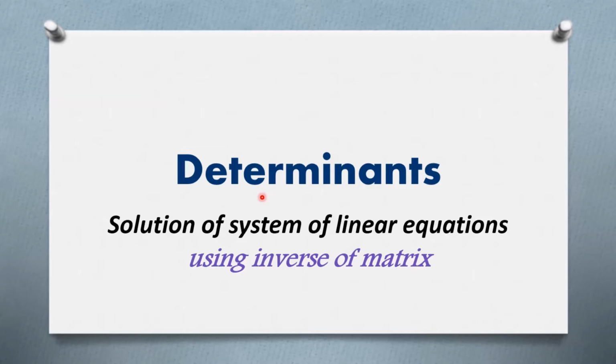Now next topic in this chapter, determinants: solution of system of linear equations in three variables by matrix method. It means you are going to find the solution of linear equations using inverse of matrix and determinants. Here we will study the solution of linear equations for three possible cases. It may be a unique solution, no solution, or an infinite number of solutions. All three cases I have to cover here.